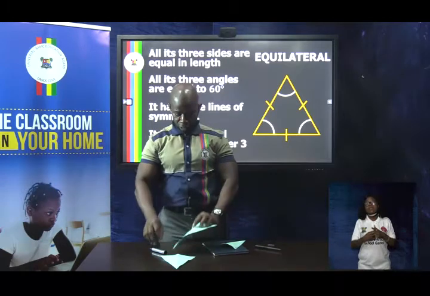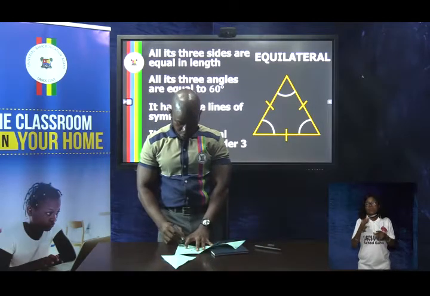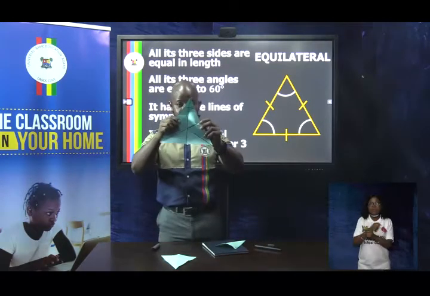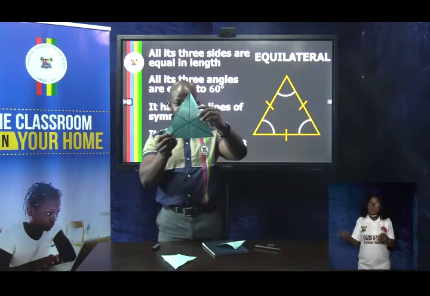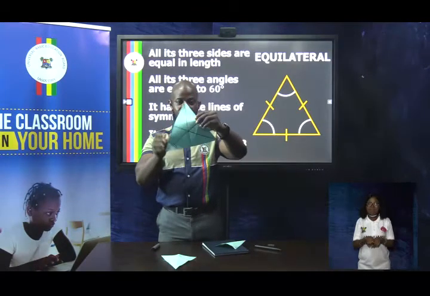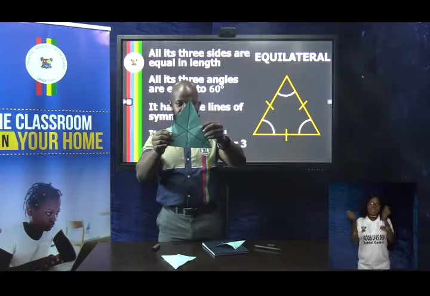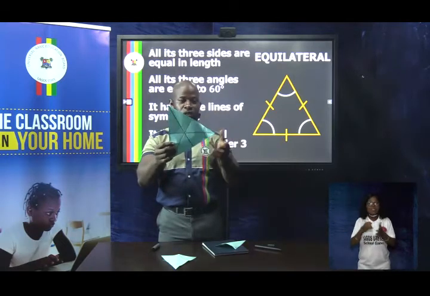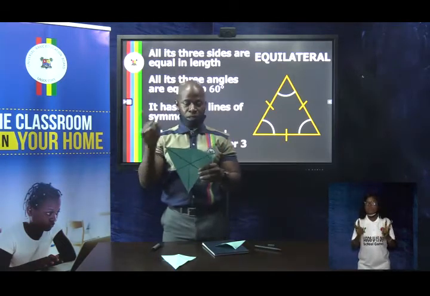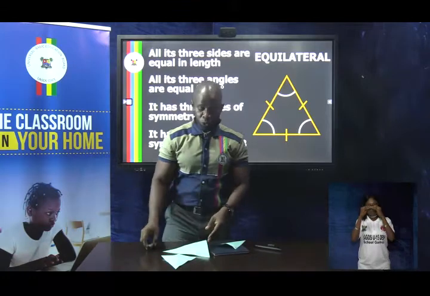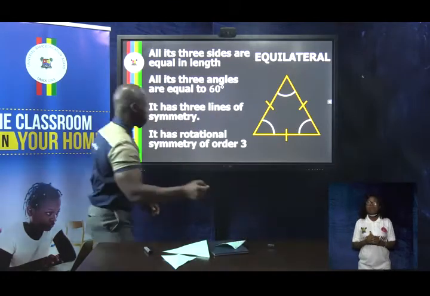So if these are our starting points, let me give it double marking like this. Then if I turn it this way, it's looking exactly like when I started. And if I turn it around like this, it's looking like when it started. So if I turn it around in 3 ways, it's going to look the same in 3 ways around the circle. So that means it has a rotational symmetry of order 3.